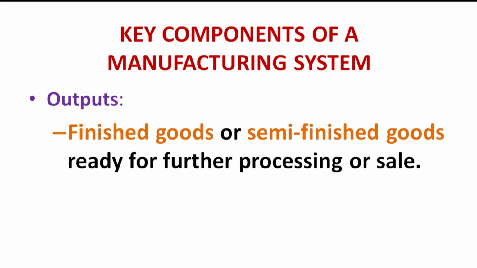Third one is the output. Now the output is basically what we are getting from the manufacturing system. It may be the finished product, like a finished car, finished refrigerator, finished air conditioner, or some semi-finished product. Just like if I take the example of furniture, it may be a semi-finished product waiting for the polishing or waiting for the finishing operation. So that is called the semi-finished. So it is the third component.